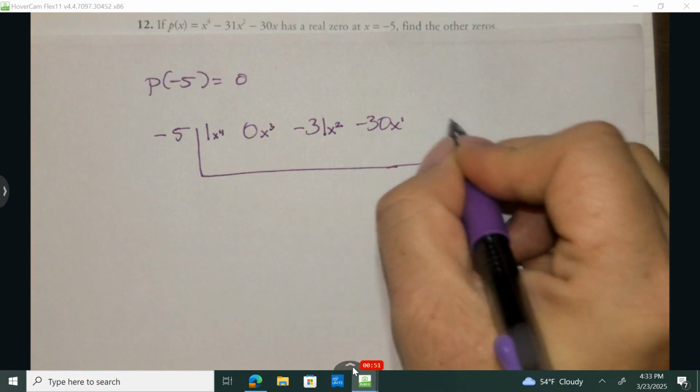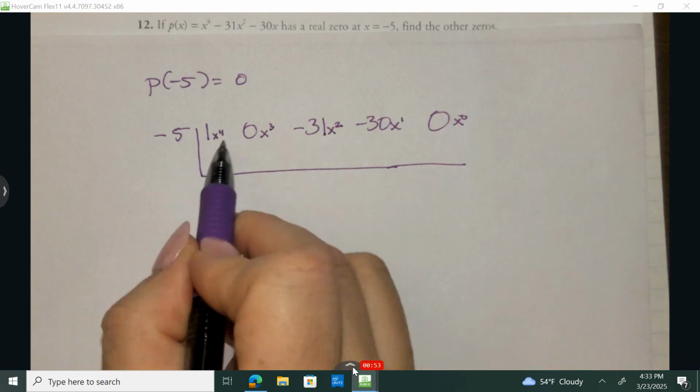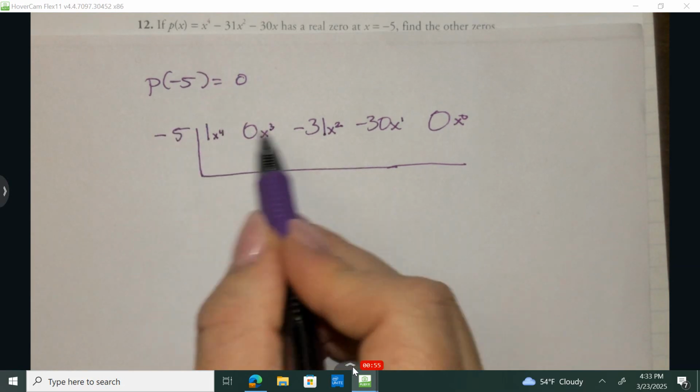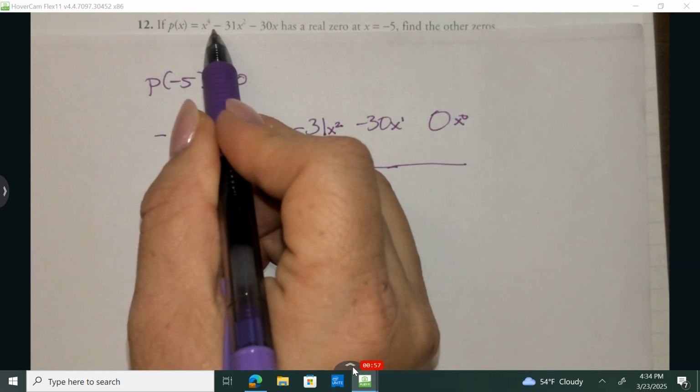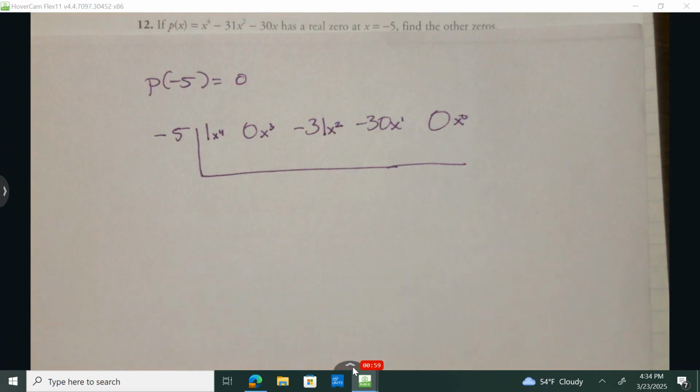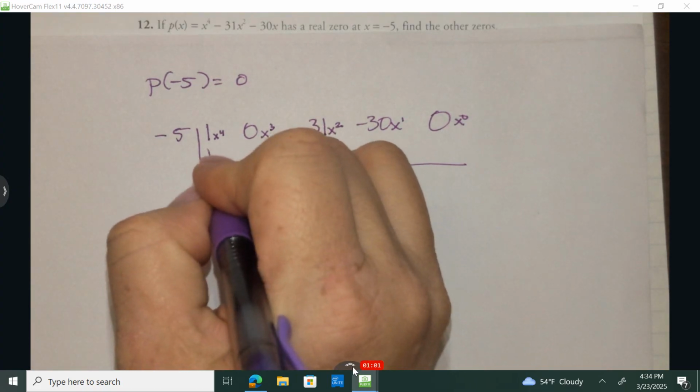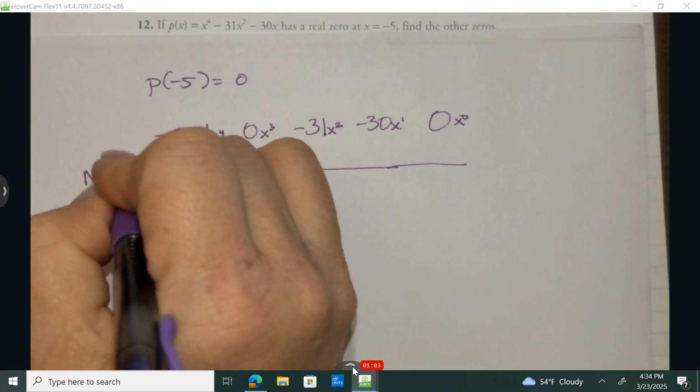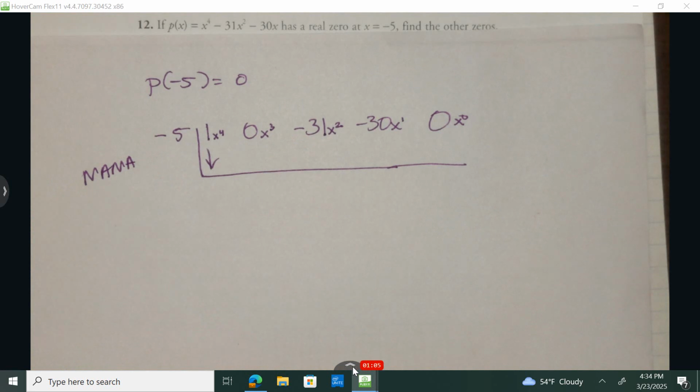And notice that there's no x to the 0. Again, you're going to find out the degree. It's degree 4, and everything has to be accounted for. If something's missing, like x to the third or x to the 0, we're going to put a 0 in place. Now, when I teach this to students, I use the acronym MAMA: multiply, add, multiply, add.